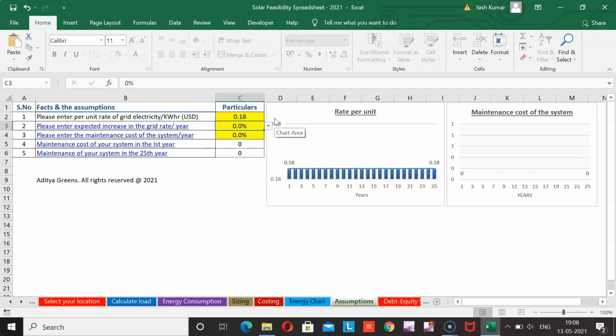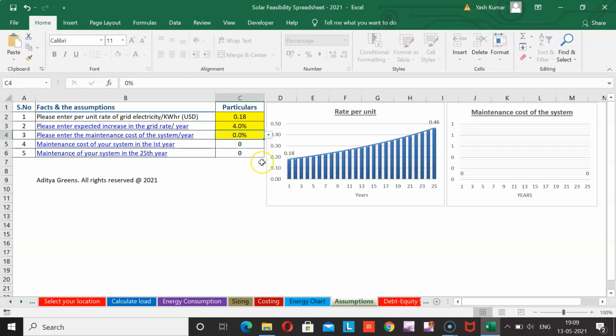Now enter the escalation rate in grid. Escalation rate is 4% per year. This rate is generally taken as the average of last 5 to 10 years. Now we can check out that in year 1, you would be paying 18 cents per unit to your grid, while in the 25th year, you will be paying 46 cents for the same unit you are consuming right now.